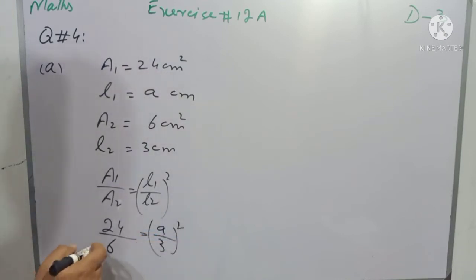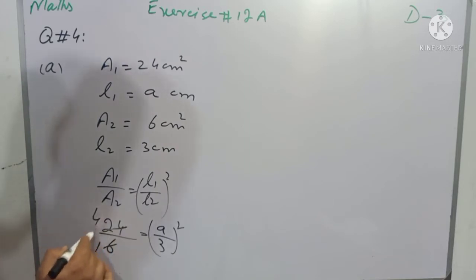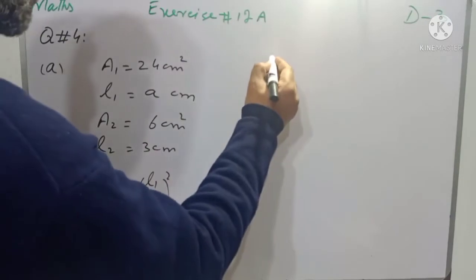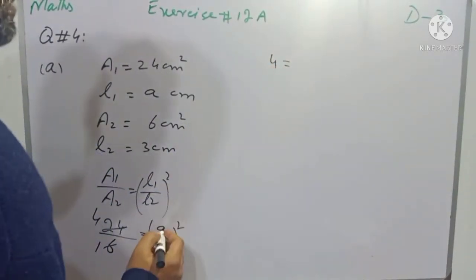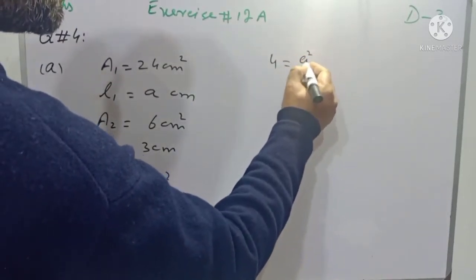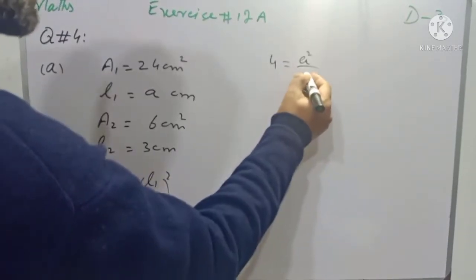Now students, 24 and 6 are cancelled with the table of 6. 6 1s are 6, 6 4s are 24, and 4 over 1, we need not write over 1 because it is understood, and the square of A is A square, whereas the square of 3 is 9.